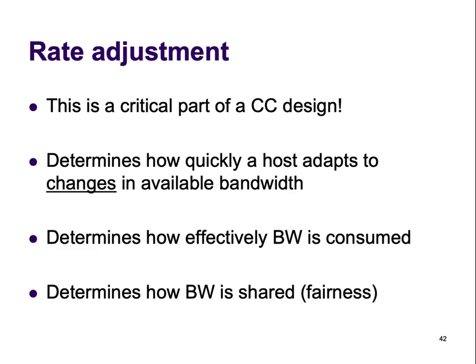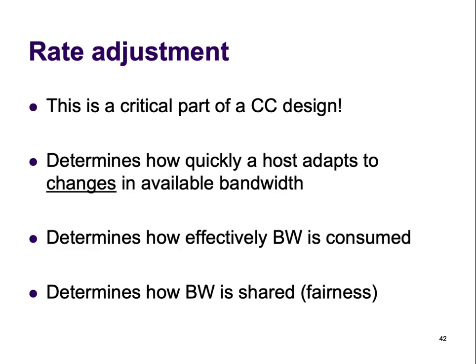It also determines how bandwidth is shared in terms of fairness. Think about this as, I had a link, it was 1 gigabit per second. There was one flow consuming that link, it had the entire gigabit per second. And now another flow joins on that link. If I'm very slow to adjust, then it's going to take a very long time for this new flow to get its half gigabit per second. So how quickly you adjust impacts fairness.